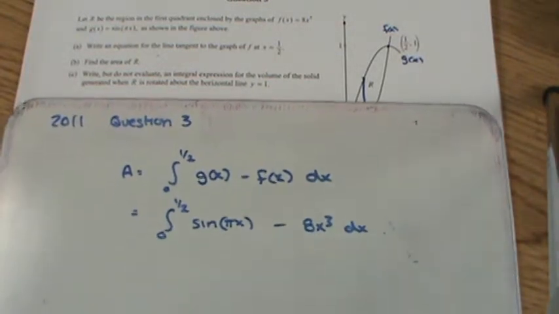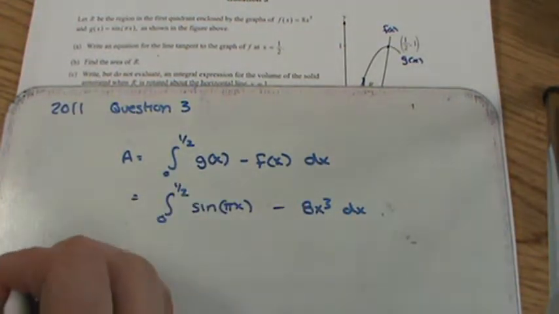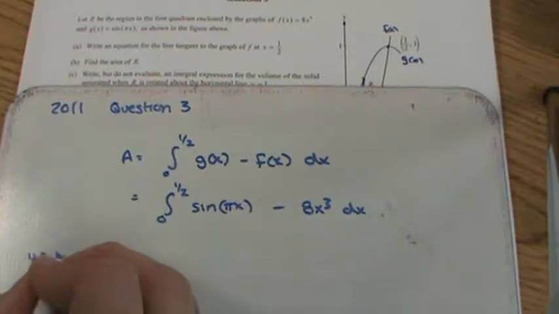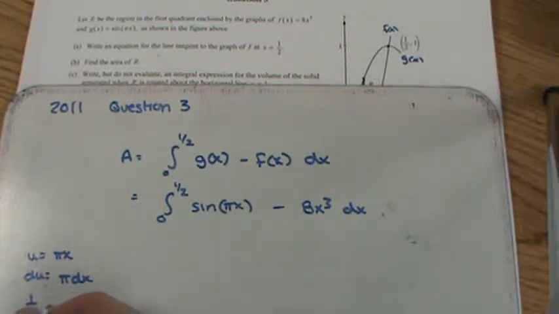So in order to integrate this, we got something inside of sine, pi x. So over here on the side, I'm going to do some u substitution. U is going to be pi x. du is going to be pi dx. So I don't have a pi, so I'm going to bring that pi over as 1 over pi du equals dx.